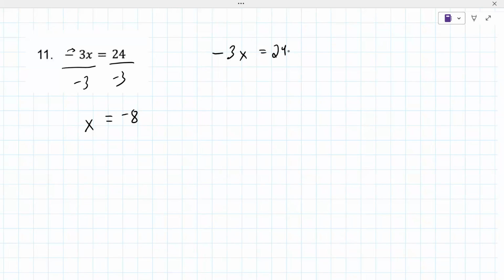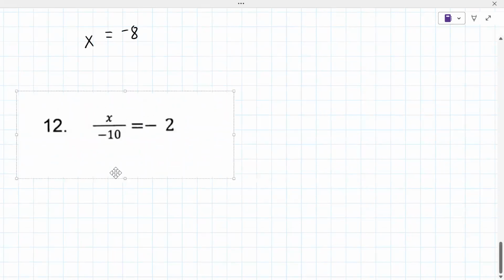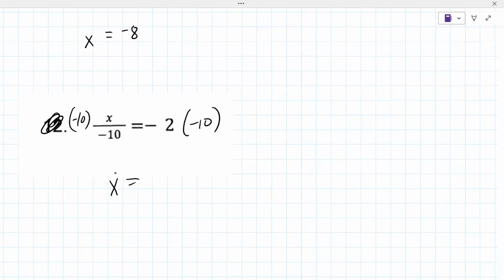Okay. Next one. That's number 12. What do you think? -20. Well, I'm sorry. You multiply both sides by -10. Yeah. So it's negative 2, times 20... -10. Yeah.